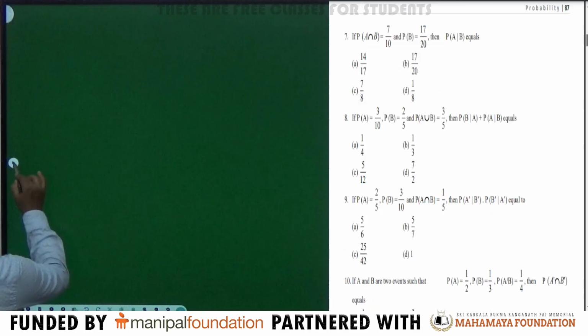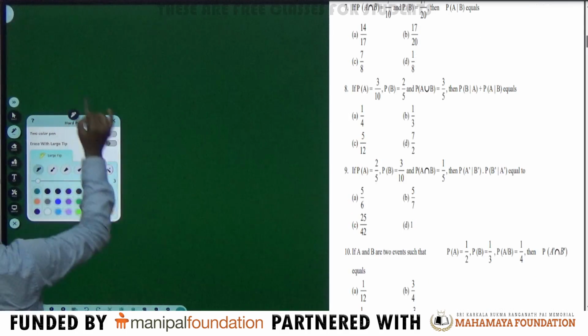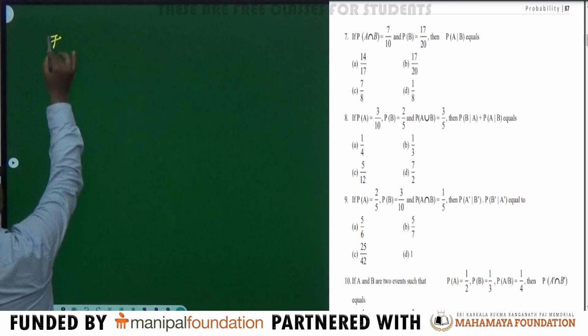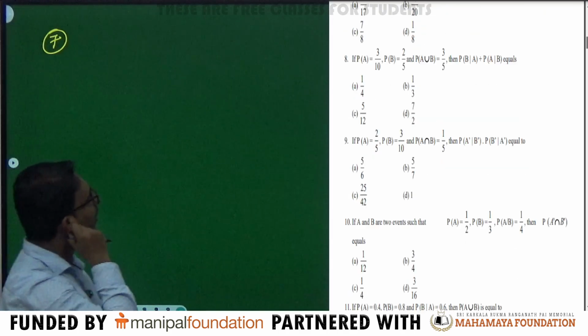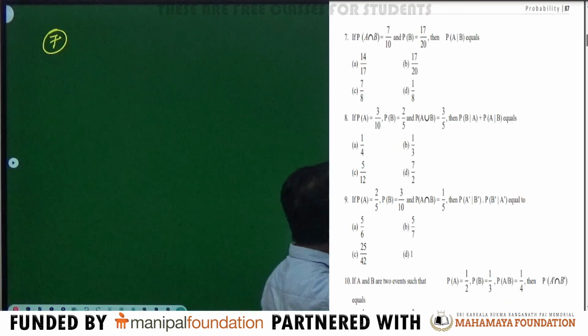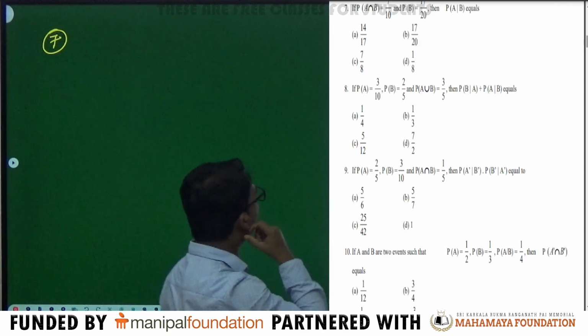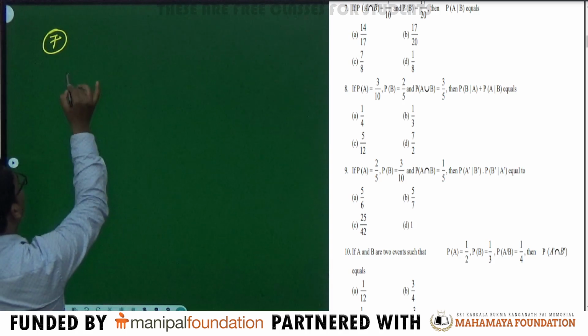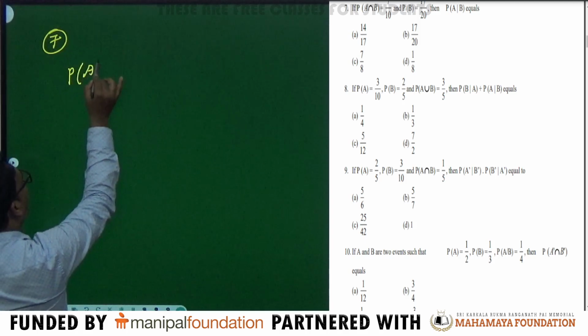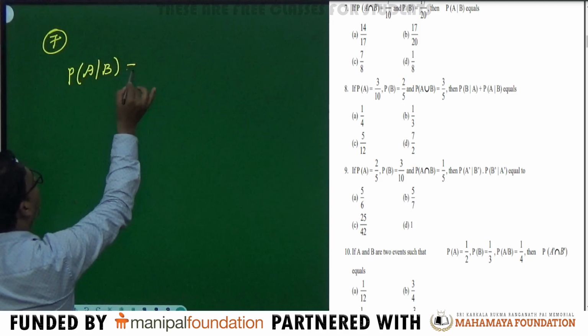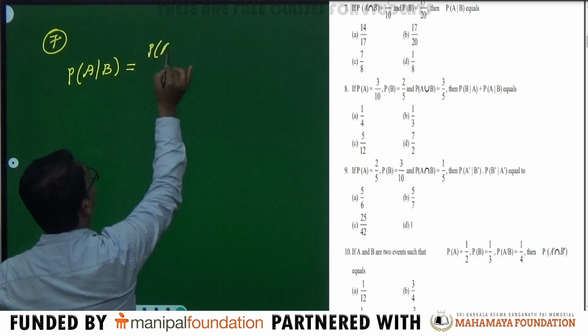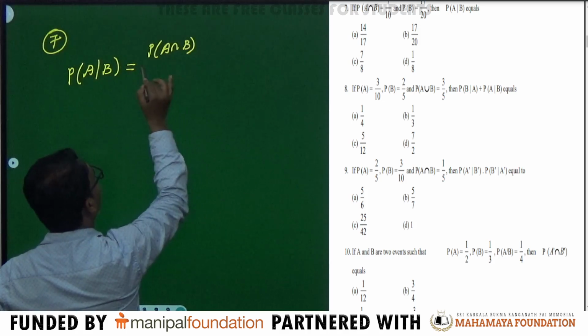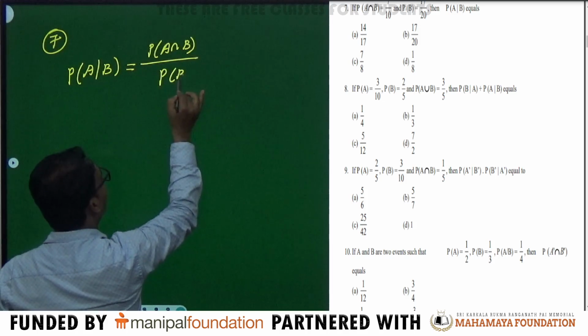Question number 7. If probability of A intersection B is 7 by 10 and the probability of B is equal to 17 by 20, then probability of A bar B is equal to. So, we know that the formula to find probability of A given that B has already occurred is probability of A intersection B upon probability of B.